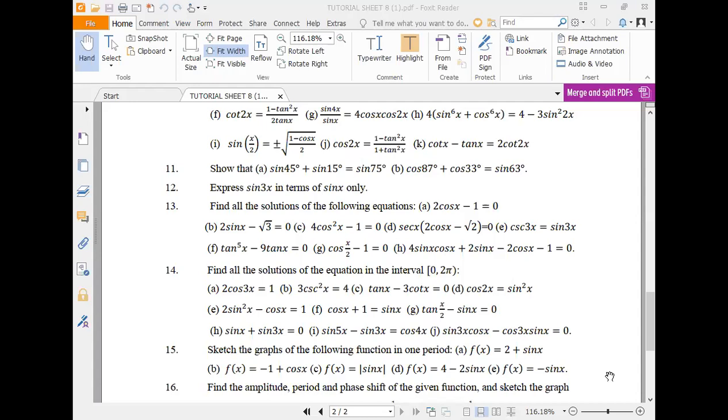Just repeat the slide just a bit, sir. Okay. So first we read this question. Find all the solutions of the following equations. 2 cos x minus 1 is 0. So you need to choose questions to go and do. With questions here, you can't do all of them. So either you choose one, I choose one, or you choose both.